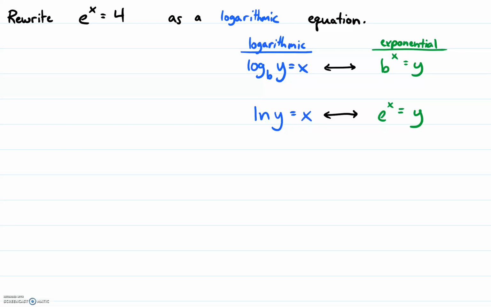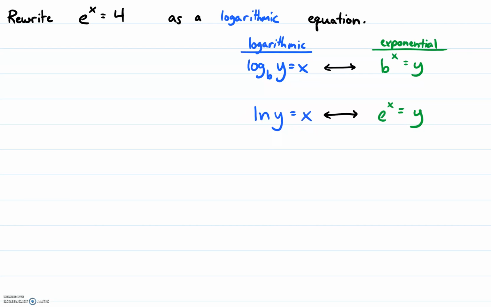In this video, we're going to talk about how to rewrite e to the x is equal to 4, which is currently in exponential form, as a logarithmic equation. And you can see on the right-hand side of your screen, kind of near the top, in blue we have our logarithmic forms, either log base b, if the base is something other than e, or the natural log, which is ln. That would be the logarithmic form of an equation. And you can see that it's equivalent to the equation out beside it, which is the exponential form.